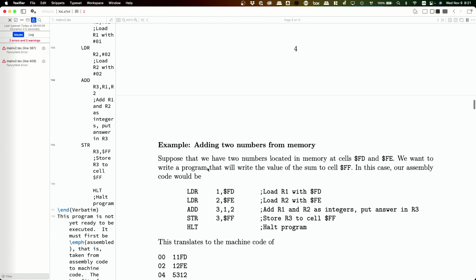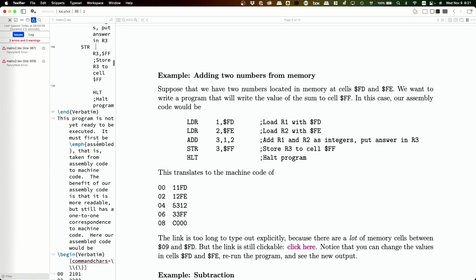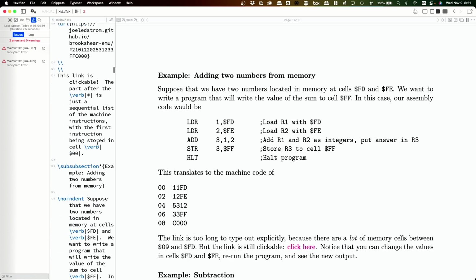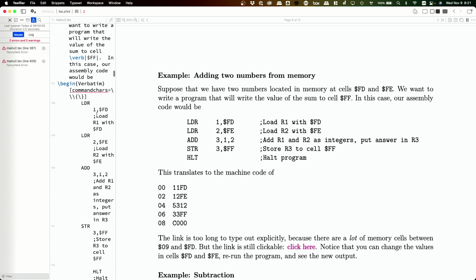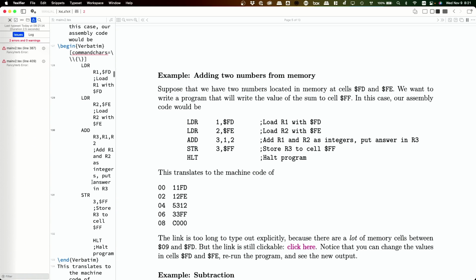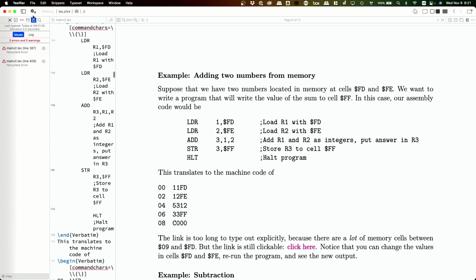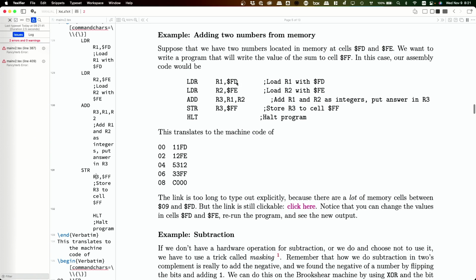our next example. I need to make some edits to this, of course. Let's see. Load R1 with FD, load R2 with FE, add 3, 1, and 2, store R3 and FF, and then halt. The first instruction here looks very similar to what it was before.